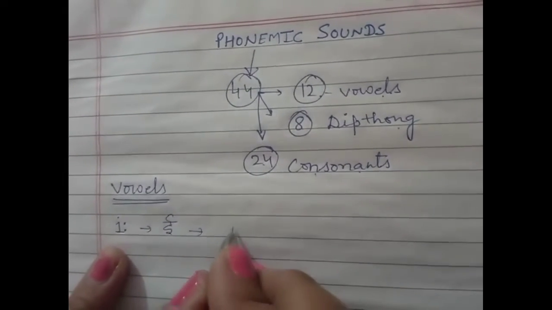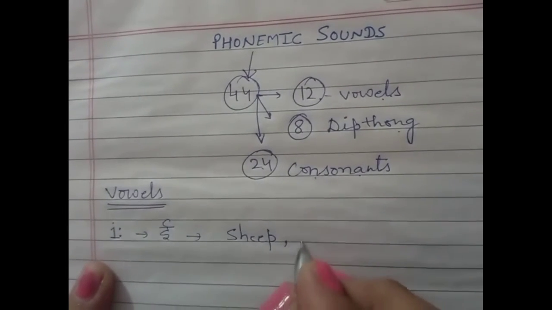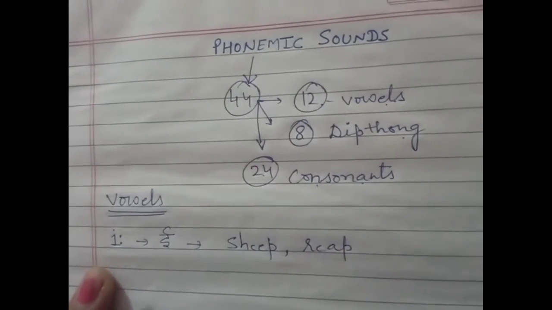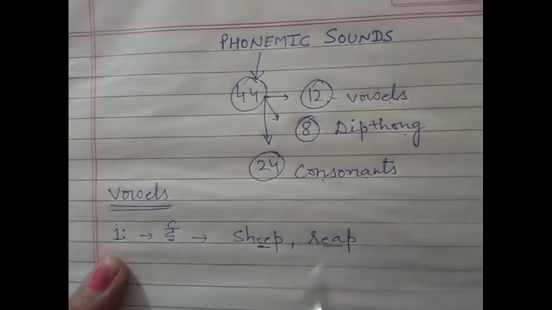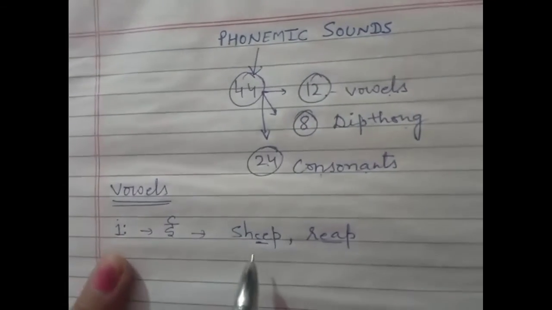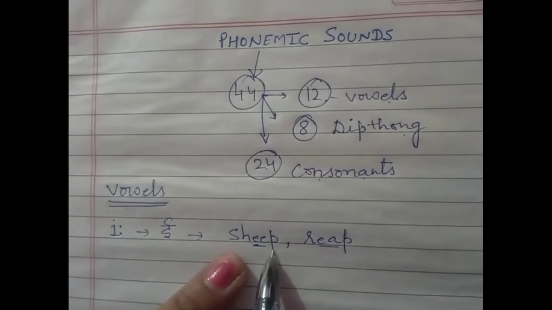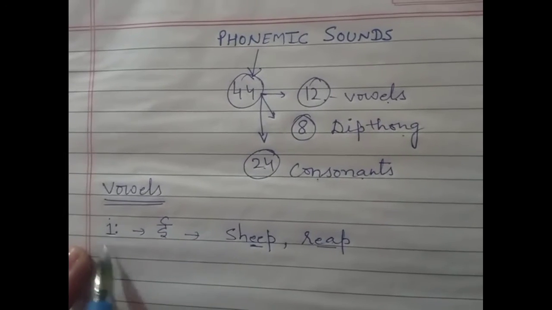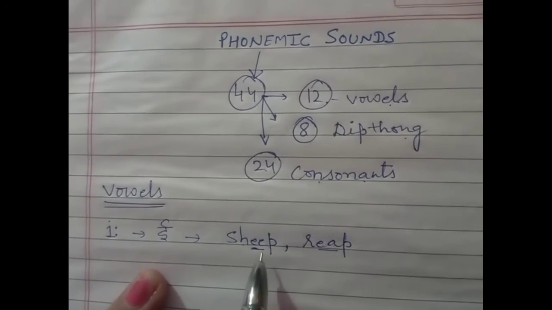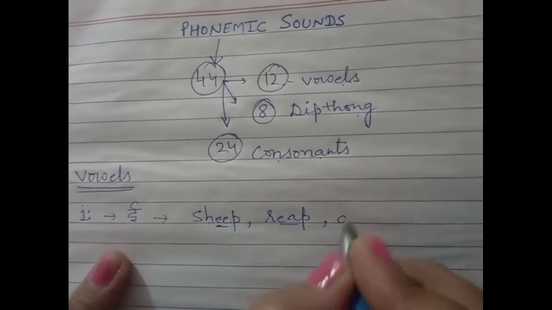For example, sheep, and then reap. Is it clear? Here is the double E, and here is the E and A. Okay, when we use double E and EA in spelling, it will take the long sound and take the phonemic sound of the E. That is the pronunciation of this word sheep and reap, and the next one deep.